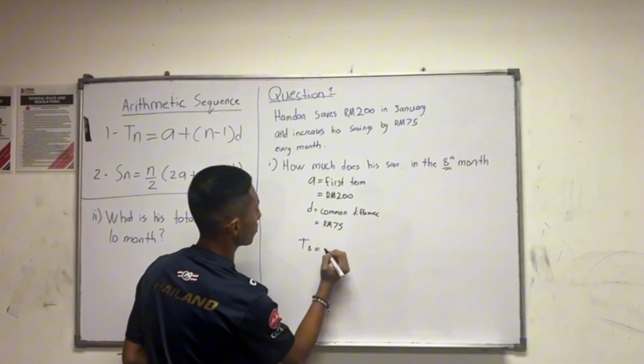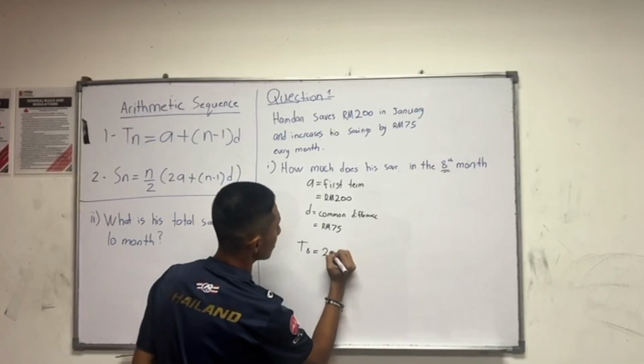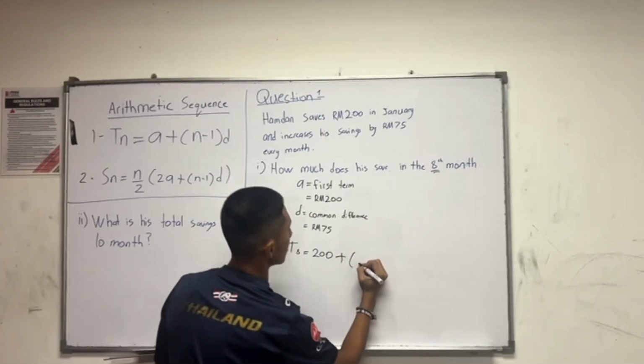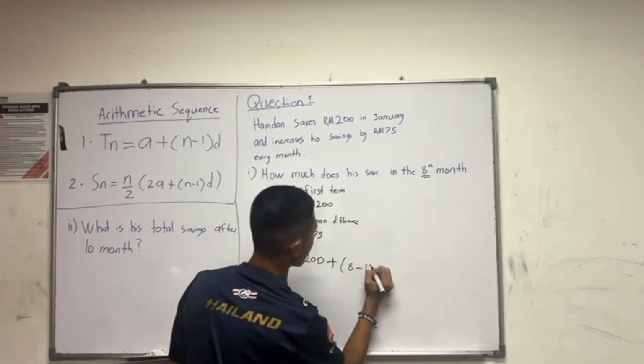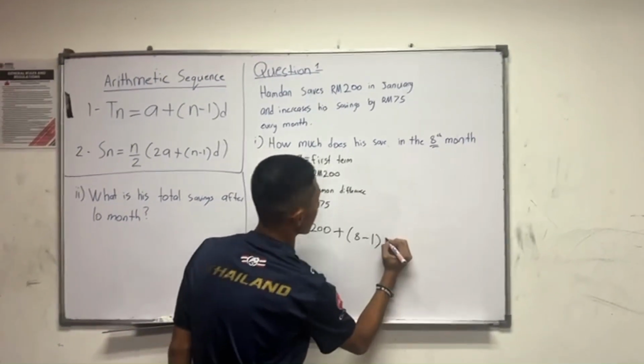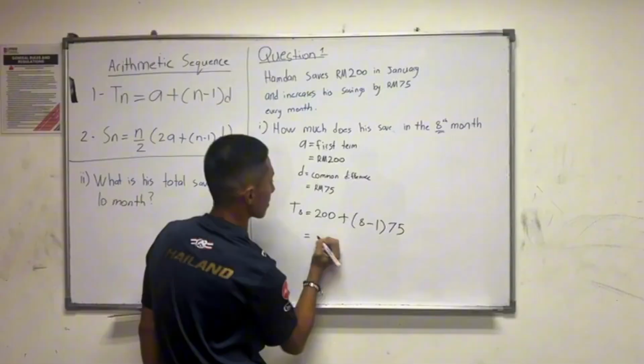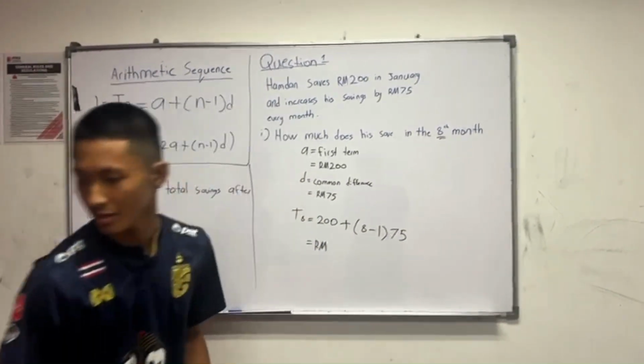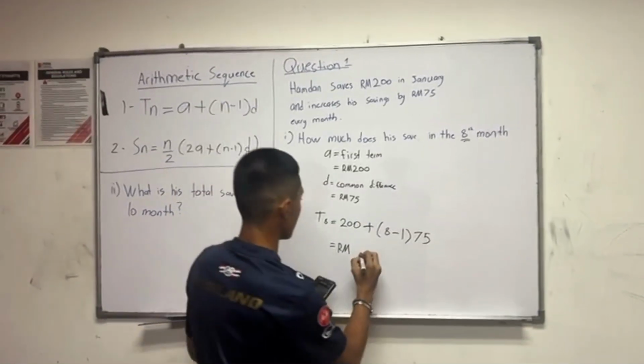T8 equals a, 200, plus n minus 1 times d. So we get 735.